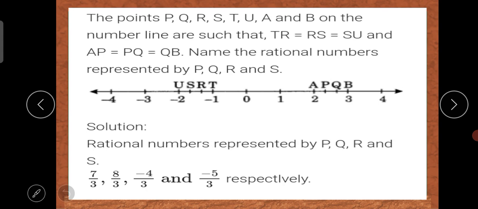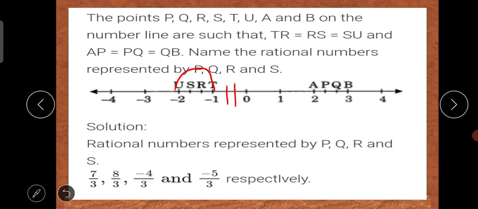So let's start here. We can see how many parts there are from minus 1 to minus 2. There are a total of 3 parts. That means every unit distance is divided into 3 parts only. So here again 1, 2 and 3. Here from 0 to 1 again 1, 2 and 3. Here again 1, 2, 3. From 2 to 3 again 1, 2, 3. Wait.